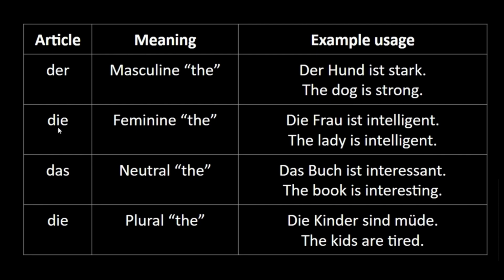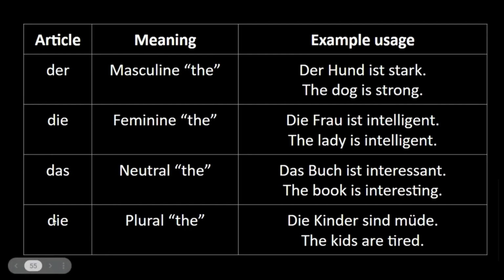Die is the article for feminine the. For example, die Frau ist intelligent. The Frau is nothing but third person singular again, and that's why ist is the conjugation of the sein verb. Die Frau ist intelligent. The lady is intelligent. Das is the neutral the. Das Buch ist interessant. Das Buch is again third person singular. That's why the sein verb is conjugated as ist. Das Buch ist interessant. The book is interesting.